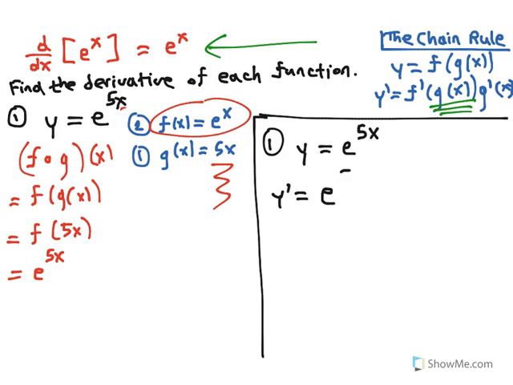So we have e to the x evaluated at 5x, and then we have to multiply by the derivative of the inside function. So we have the derivative with respect to x of the inside function 5x, which is of course 5. So we have y prime is equal to 5 times e to the 5x. And we're done with number 1.